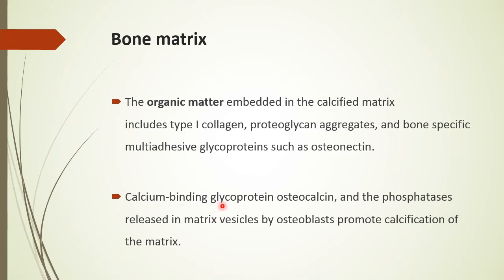There is also the calcium-binding glycoprotein osteocalcin, and the phosphatase enzymes released in matrix vesicles by osteoblasts promote the calcification of the matrix. So the osteocalcin, a calcium-binding glycoprotein, and the phosphatases, released in matrix vesicles, both of them will promote calcification of the matrix. Okay.